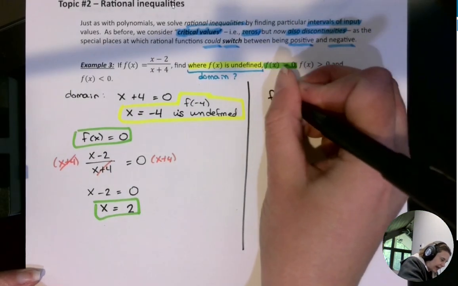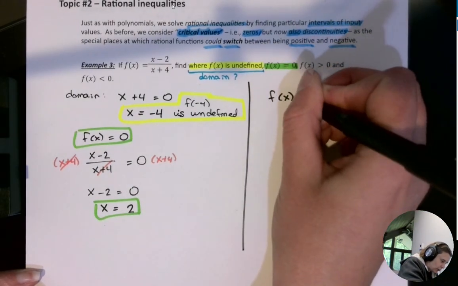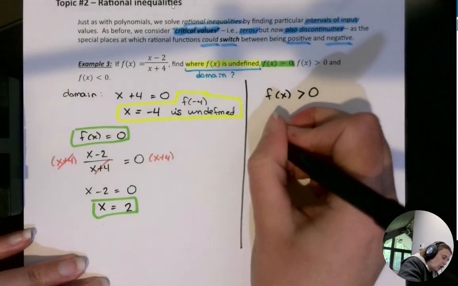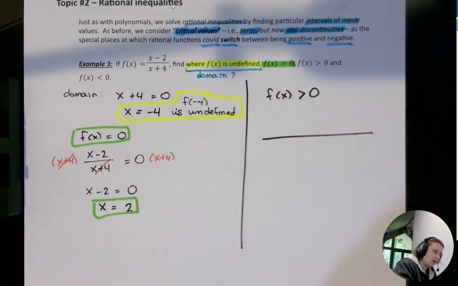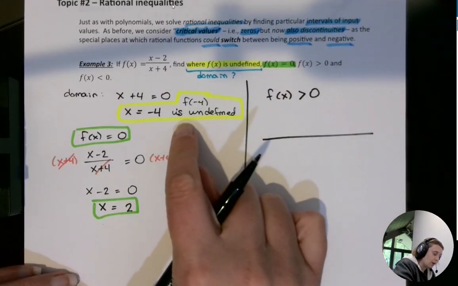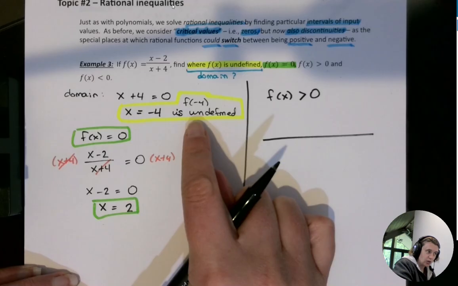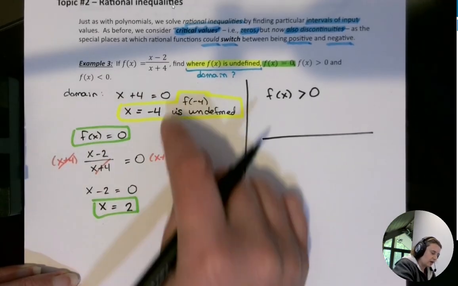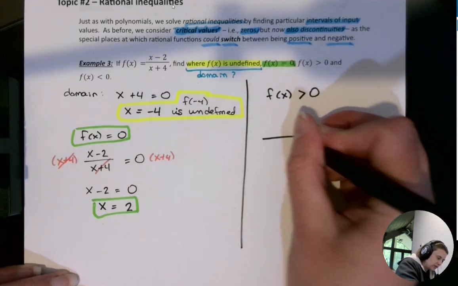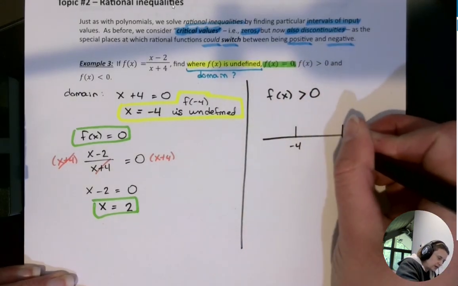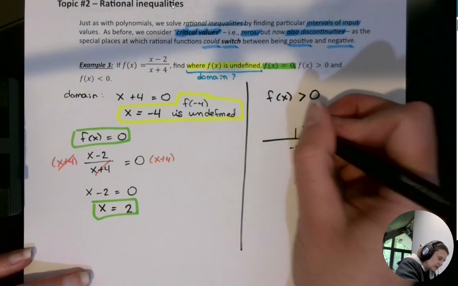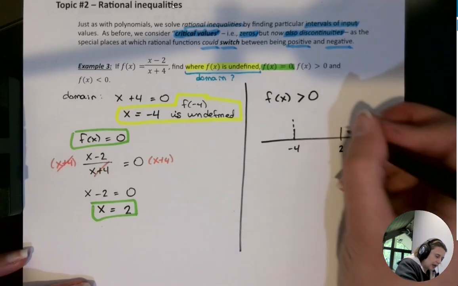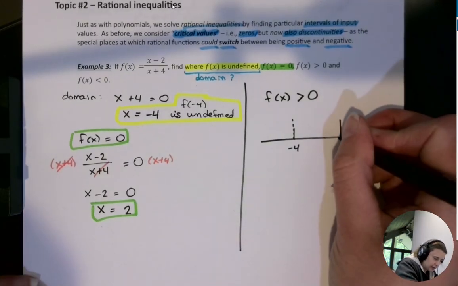So let's now look at where f of x is greater than 0, and then we'll do less than 0 in a moment. We're going to make a number line, and on that number line, we're going to put the values both from the discontinuities and from the zeros. So both of these come into play. -4 is the smaller value, and +2 is the larger value. Sometimes I might dot this just to signify that I know it's an asymptote. And then this one is a solid point because it's my 0.